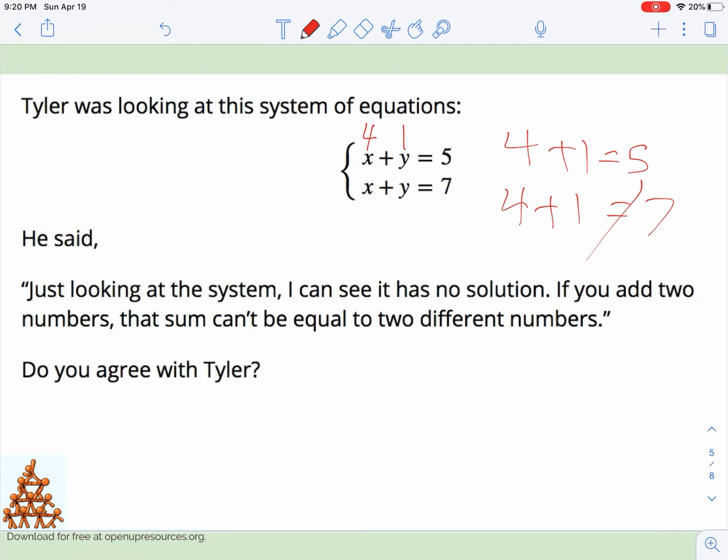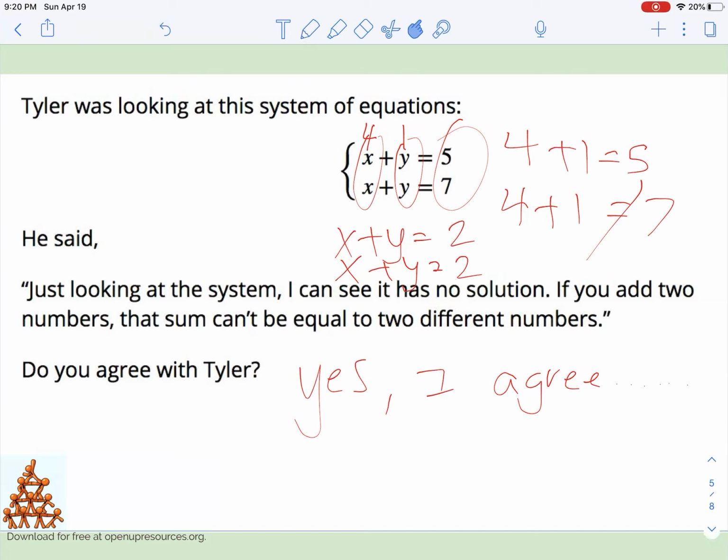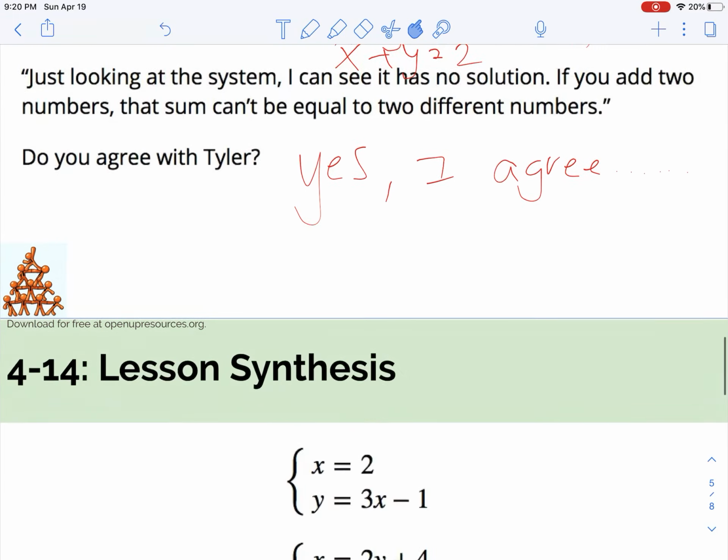You can't have the same variables equal different numbers, right? You could have x plus y equals 2 and x plus y equals 2, but you can't have it where the same variables equal different numbers. That just doesn't work. So you could say, yes, I agree with Tyler because, and then you can say something about what I said, or if you understand it in a different way, that'd be fine. But you got to give a reason, okay?